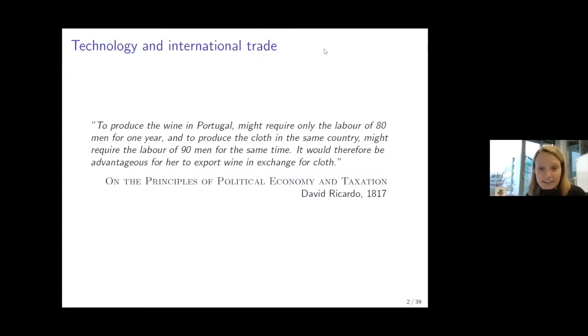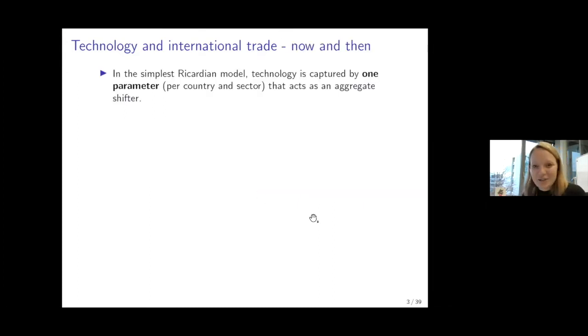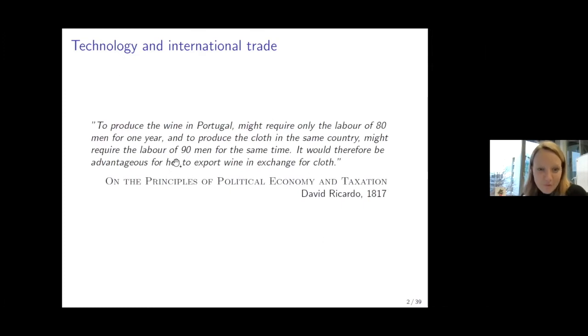And not only that, technology and trade were so densely intertwined in that model, but also in the simplest Ricardian model, technology was captured by one parameter that basically explained everything. So knowing what we see here in the quote, the labor input requirement for producing, let's say, cloth or wine was enough to understand the trade flows in the world.